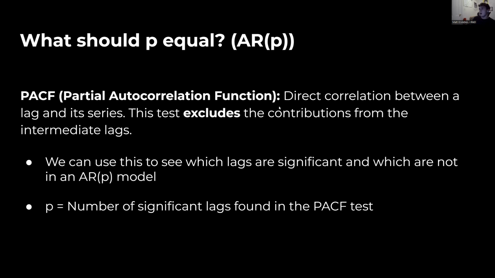A way to know how many lags to use in an AR model is using a partial autocorrelation function. That can sound confusing, but it's actually very simple. It's just the direct correlation between a lag and its series. Let's say you have the previous 3 weeks of banana sales, and you have the next week's banana sales you want to predict. All a partial autocorrelation function is doing is telling you the significance or the correlation between that 3rd week and how it directly affects the week you want to predict.